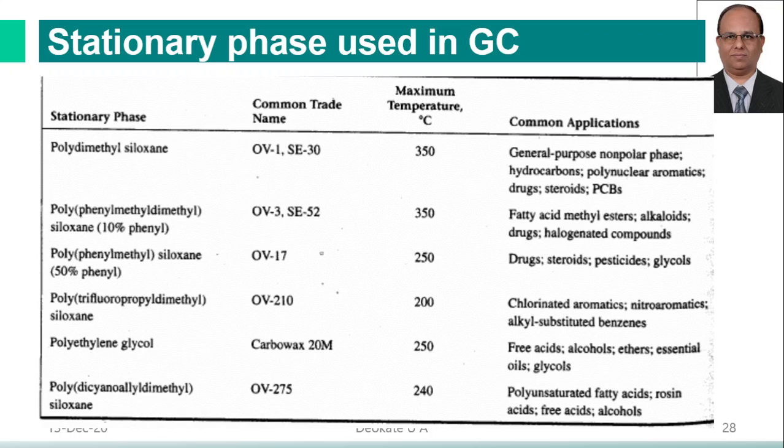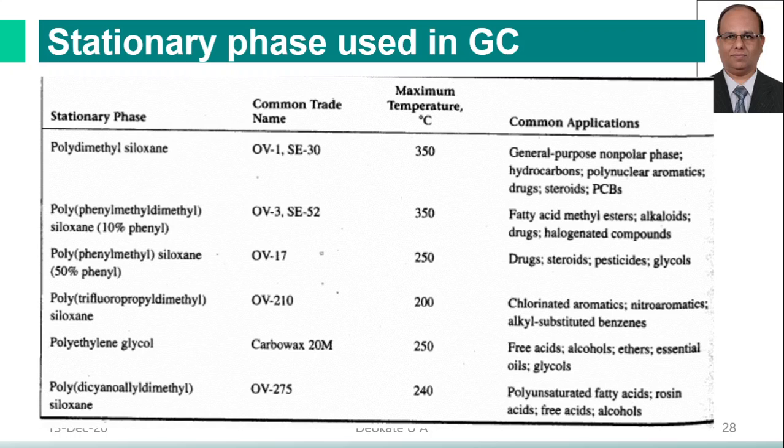They are polymethyl dimethyl siloxane 30% phenyl columns. They are useful for fatty acids, methyl esters, alkaloids, drugs, and halogenated compounds, and they work at 350 degrees centigrade. The OV-70 columns are used for drugs, steroids, pesticides, and glycols.